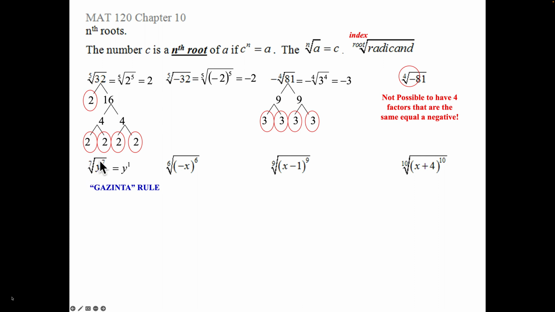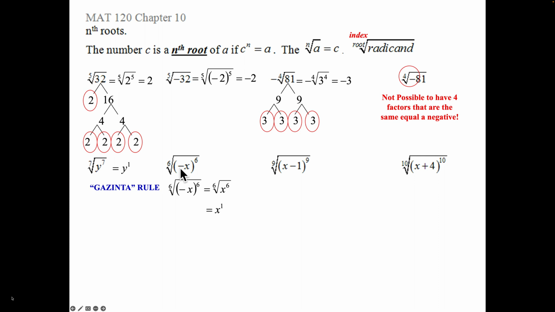7th root of y to the 7th, 7 goes into 7 once. 6 goes into 6 once, so that's a negative x. No, it's not. It's an even power. We have an even power, even root, even power. 6 negatives is going to become a positive. So this would be x to the 1st power.